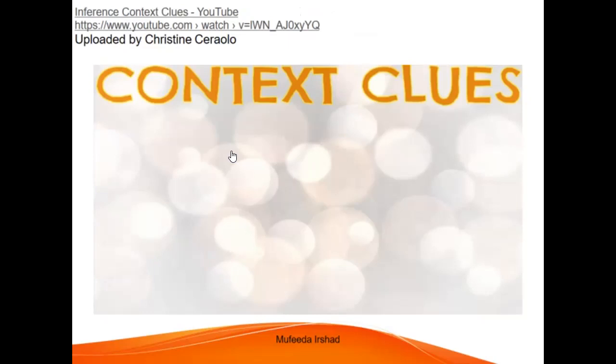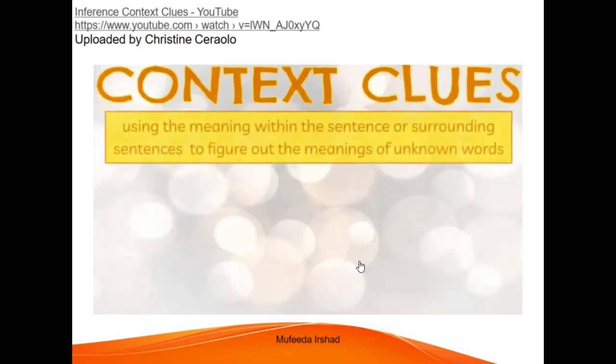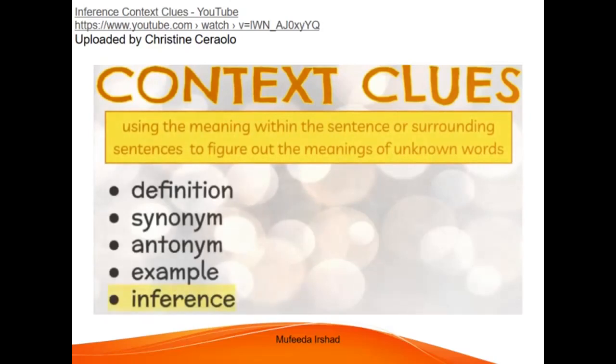Today is our final lesson on context clues. Hopefully you remember or know what a context clue is at this point. So a context clue is using the meaning within a sentence or surrounding sentences to figure out the meaning of an unknown word. So looking for those clues that help you figure out what a word means when you don't know. There are 5 types of context clues that we looked at.